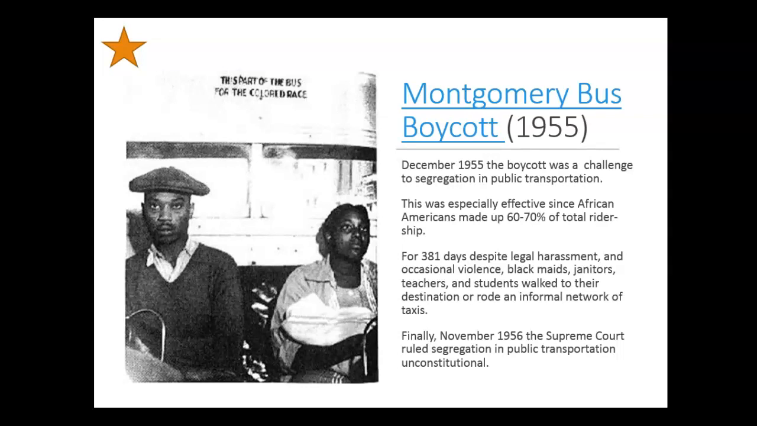The Montgomery bus boycott lasted from December 1955 until December of 1956, when the Supreme Court ordered their integration. The boycott not only crushed segregation in Montgomery's public transportation, it energized the entire civil rights movement and established the leadership of MIA's president, a recently arrived 26-year-old Baptist minister named Martin Luther King Jr.